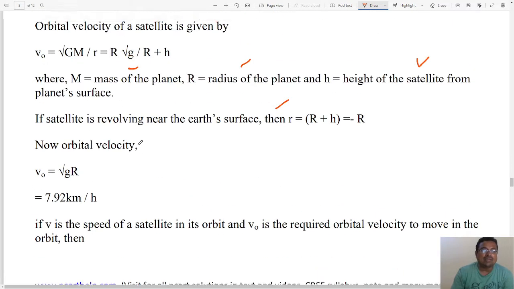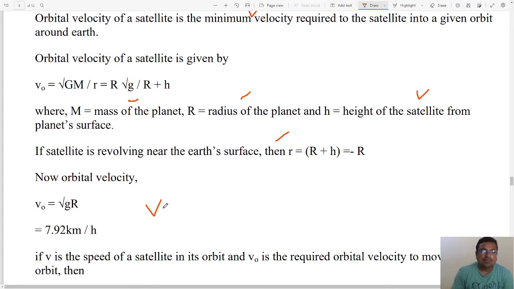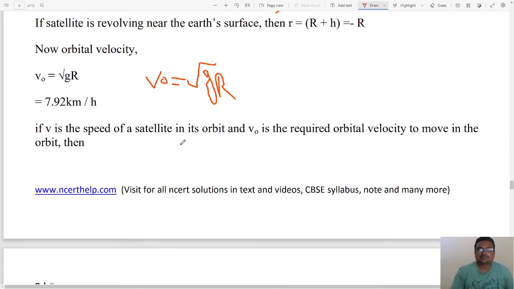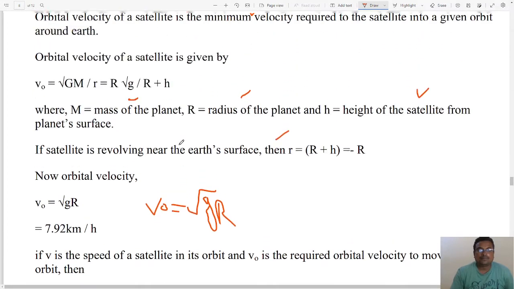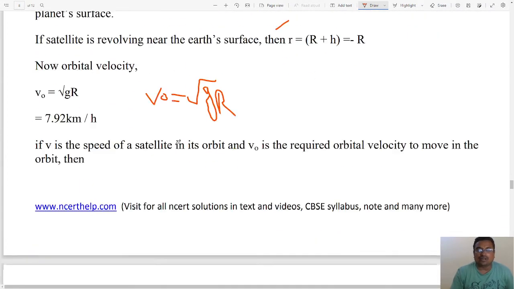Now orbital velocity can be written as the square root of acceleration due to gravity times the radius of the Earth, if the satellite is revolving near the Earth's surface. My dear friends, the speed of a satellite in this orbit is the required orbital velocity.